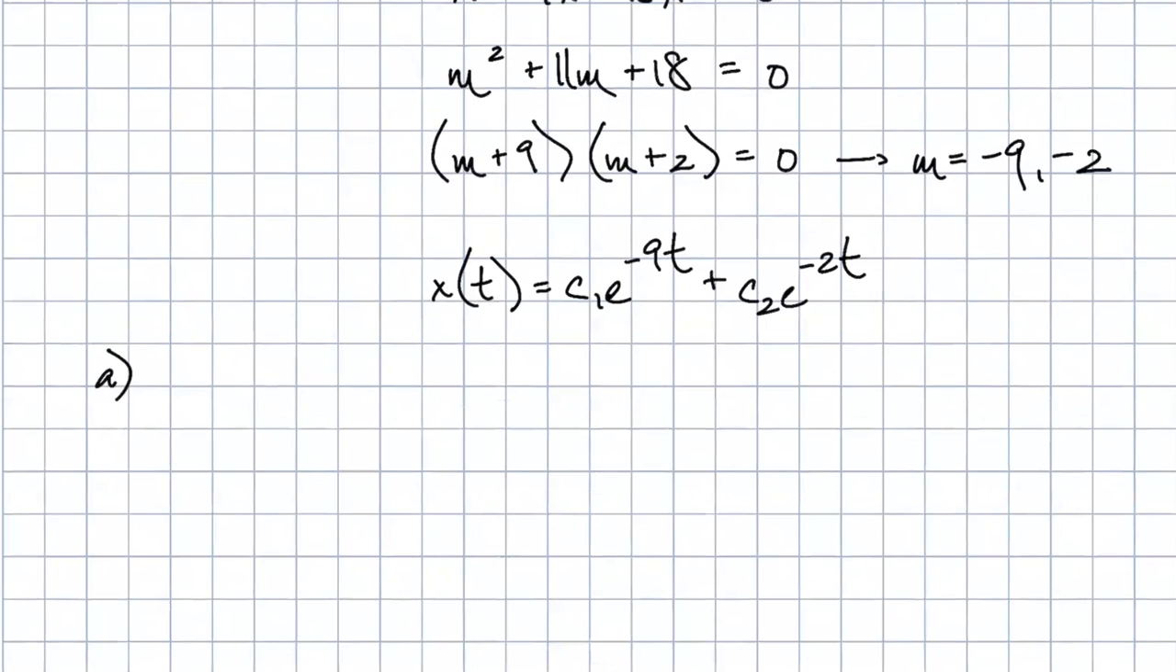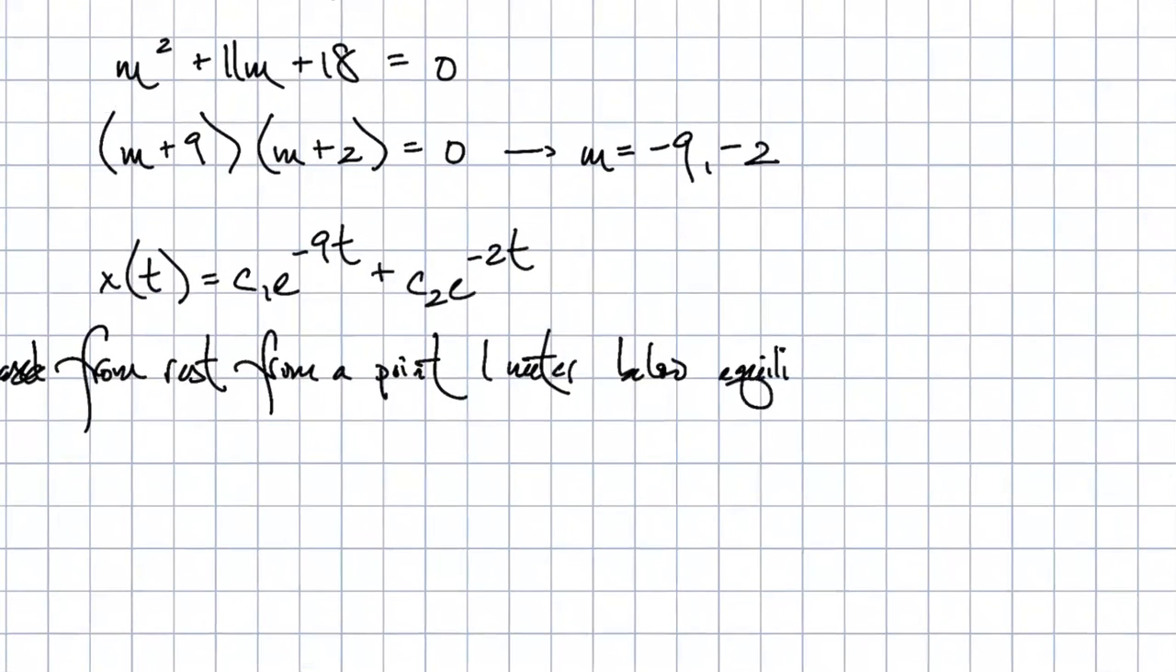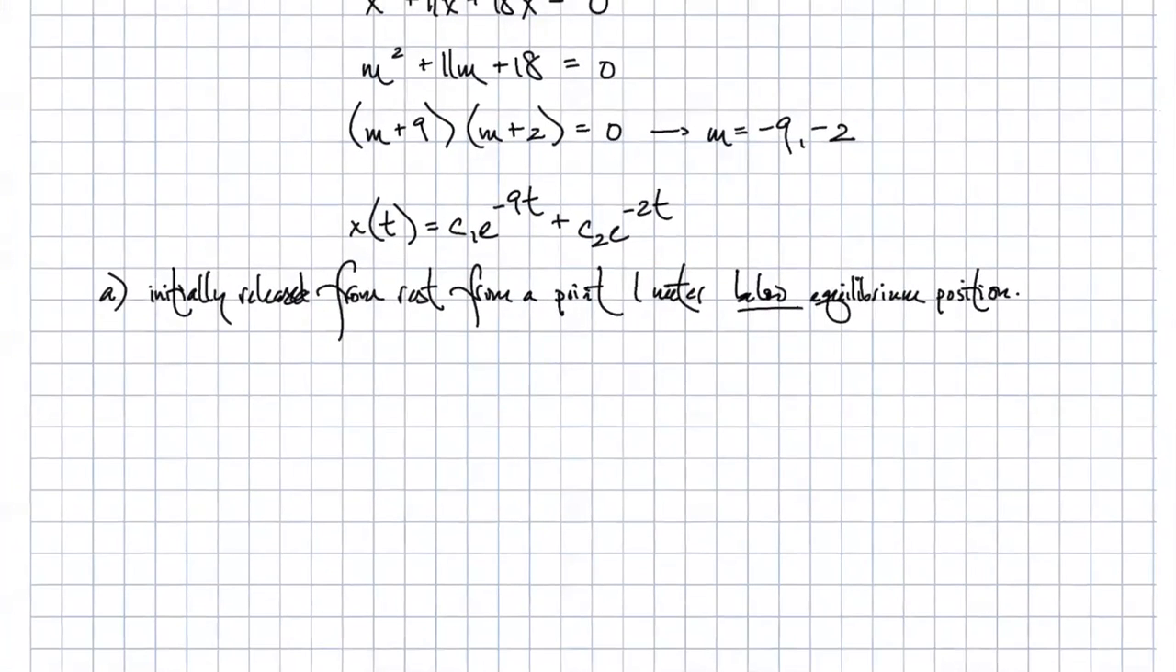I'm wondering if you can help me interpret the initial conditions here. So it says the mass is initially released from rest from a point 1 meter below the equilibrium position, right? So we have initially released from rest from a point 1 meter below the equilibrium position. What does this tell us about our initial conditions? Good, good, good.